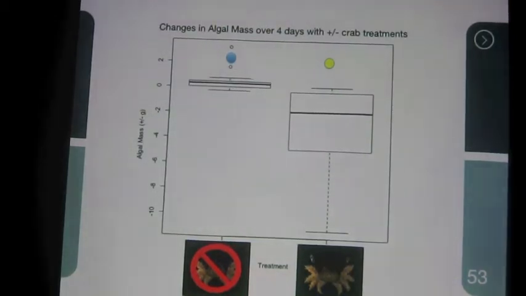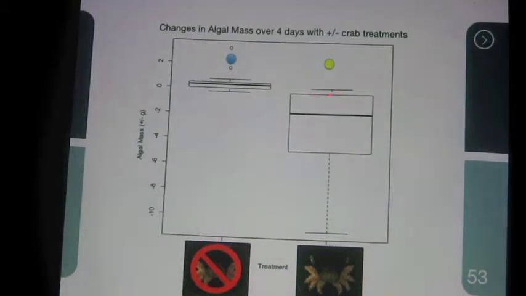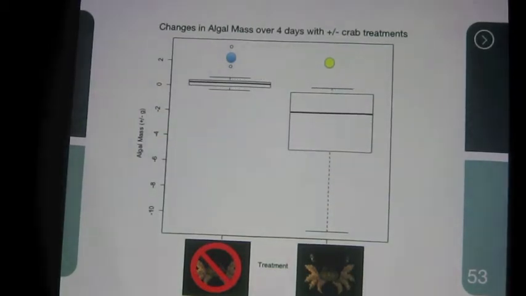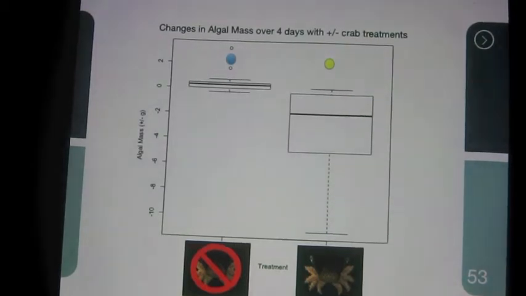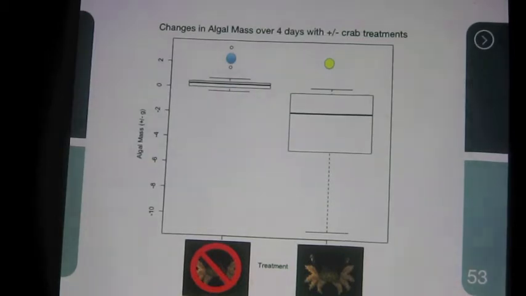With crabs present, we saw a range from just about nothing down to more than 10 grams. So 4 days, itty bitty little crabs eating 10 grams of algae. Significant reduction in algal overgrowth for our reef. And so it all kind of tied in with this idea, all right, the crabs are actively reducing the macroalgae in this thicket. But does it work the other way? Do we get chicken and egg?